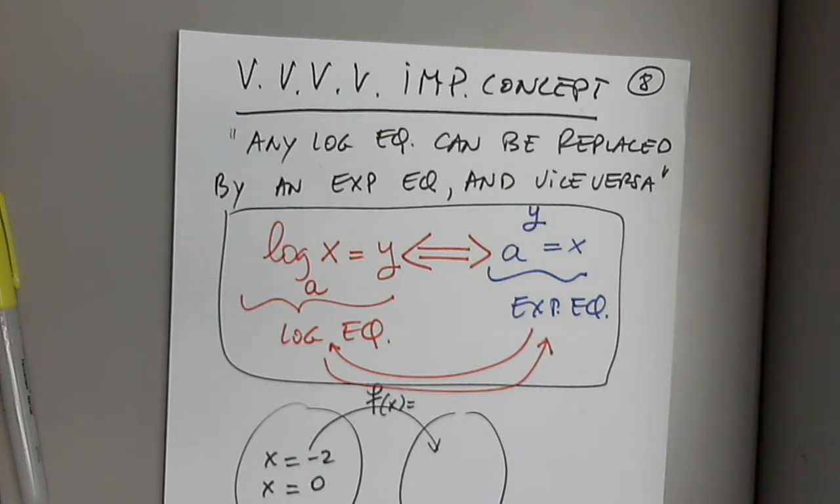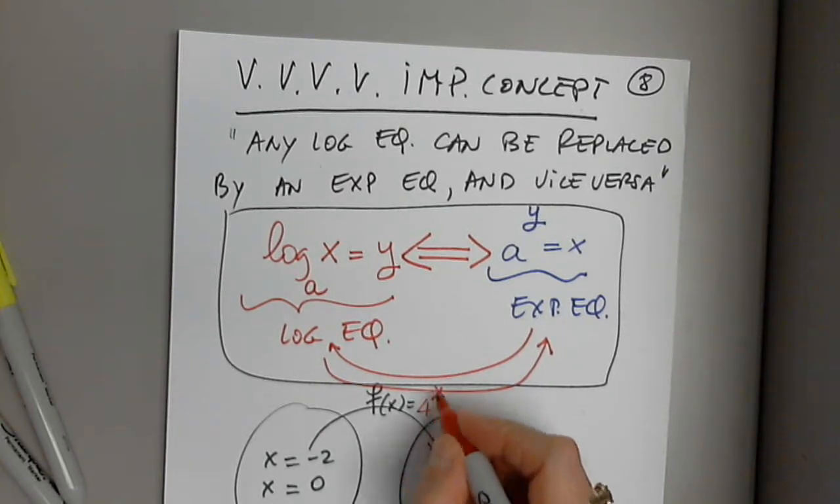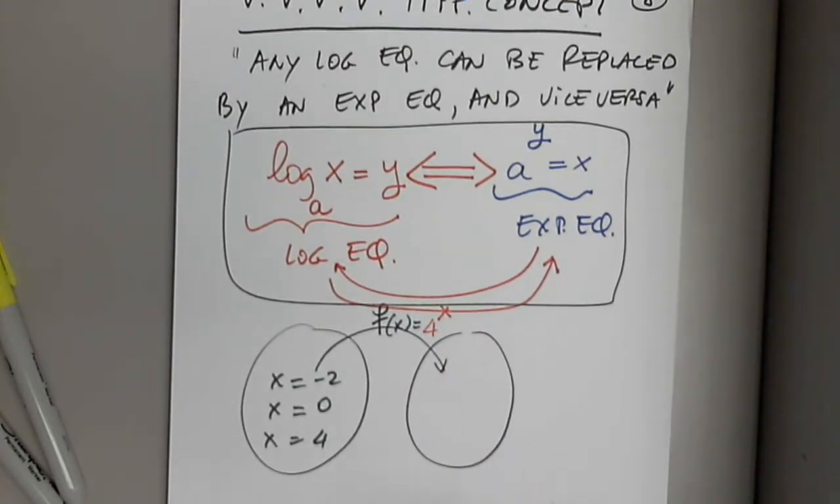Any pure exponential function, no transformations, just a simple exponential function. 4 raised to the x. Not 4x, but 4 raised to the x. Perfect. Awesome.